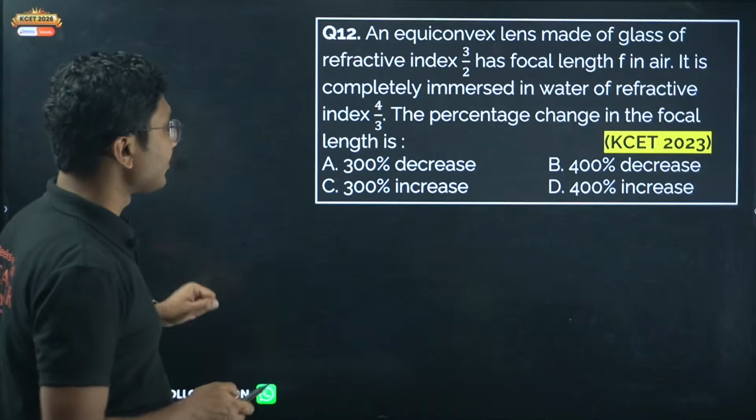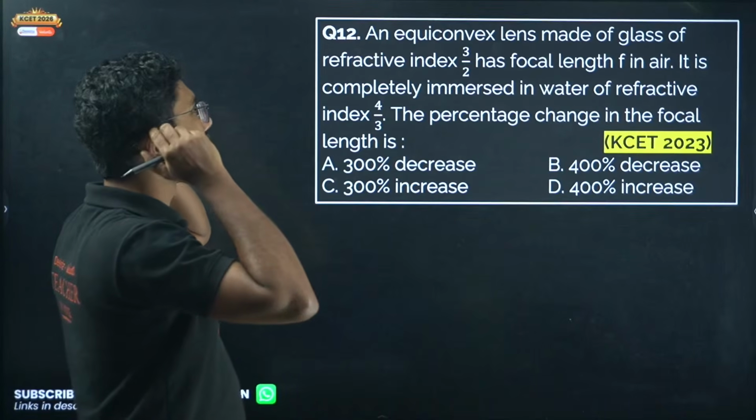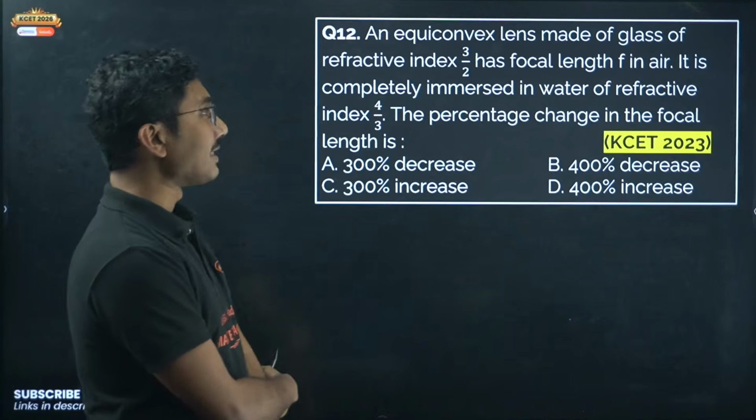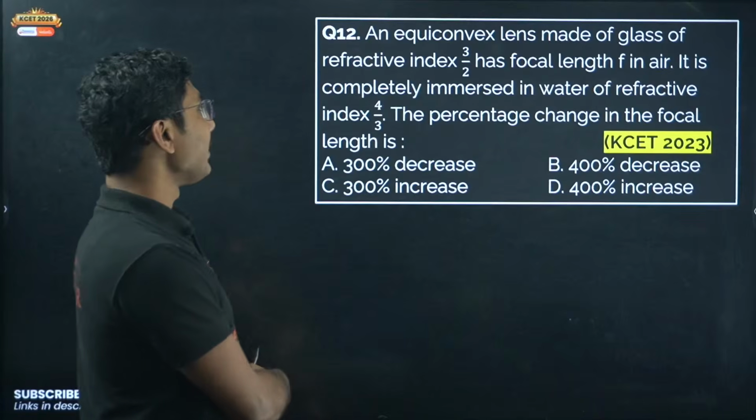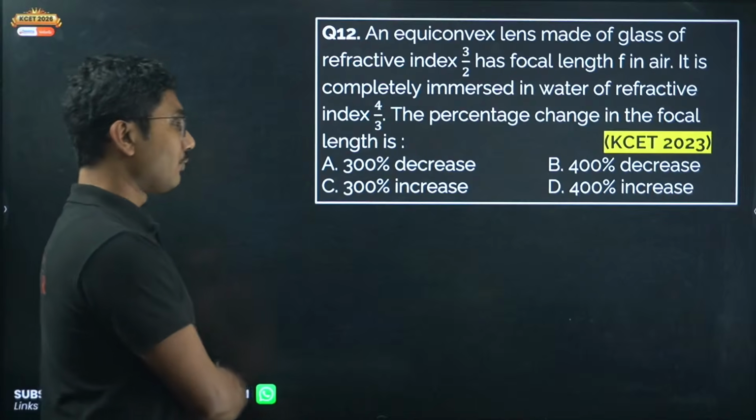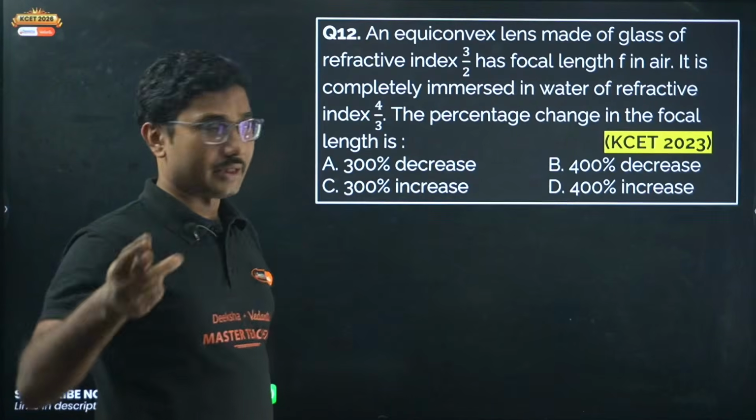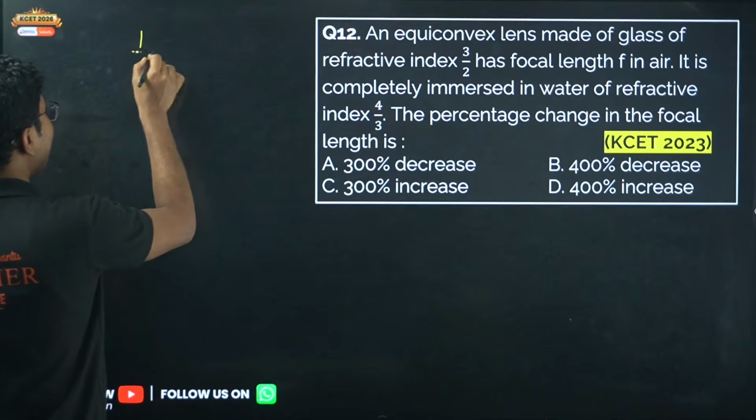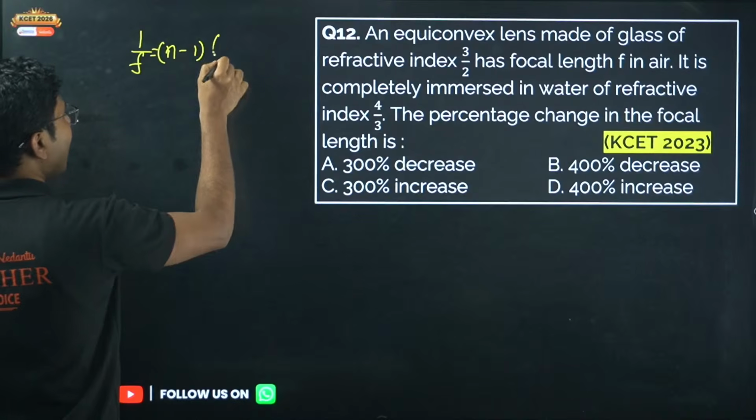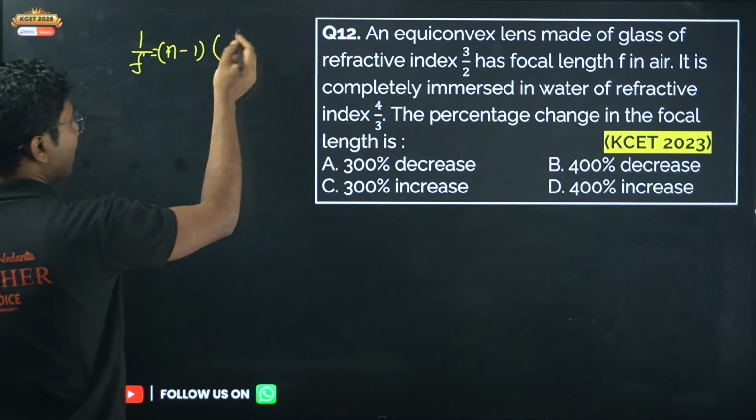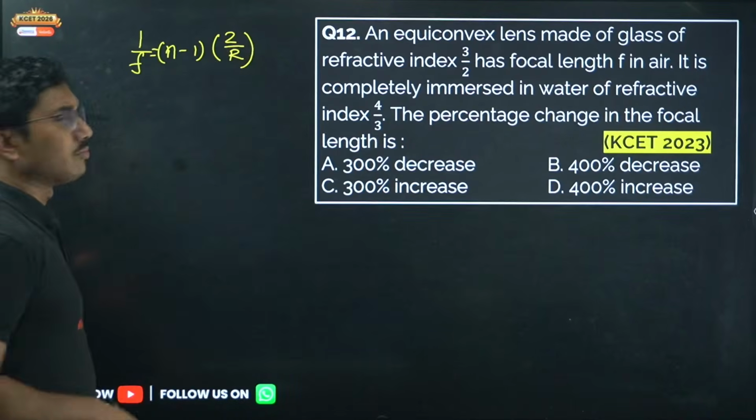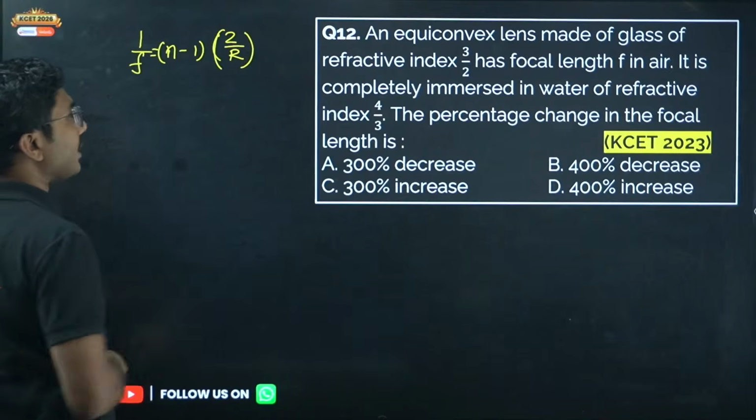Okay, let's move on to question number 12. An equiconvex lens made of glass of refractive index 3/2 has a focal length f in air. If it is completely immersed in water of refractive index 4/3, what is the percentage change in the focal length? So what is the focal length? 1/f equals (n minus 1) times (1/r1 minus 1/r2). For an equiconvex lens it is 2/r. Okay, so this is the shortcut formula for an equiconvex lens.